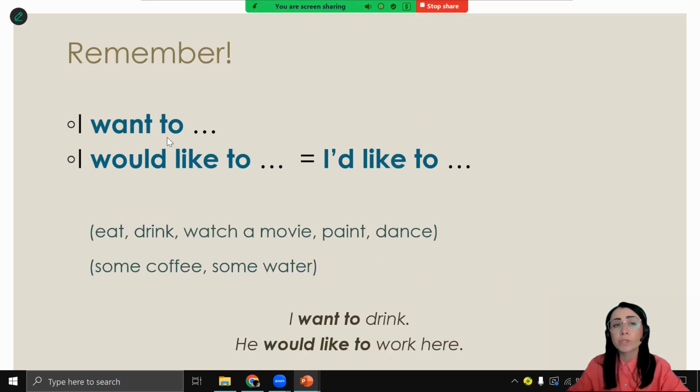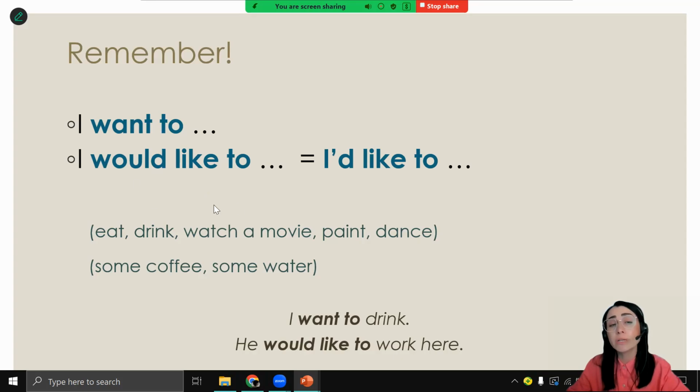One more thing. If you use want to or would like to, you should never use gerund. You use infinitive. Infinitive is the first form of the verb, like eat, drink, watch, paint, dance, and so on. For example, I want to drink, or he would like to work here. We don't use gerund anymore after want to and would like to, would love to. We use just infinitive. I would like to watch a movie. I want to paint. I would like to dance.